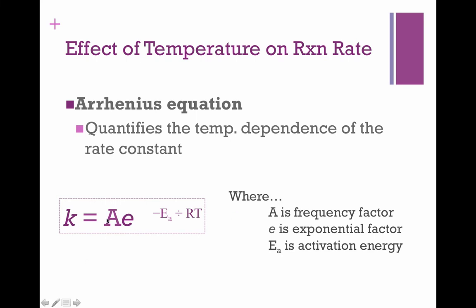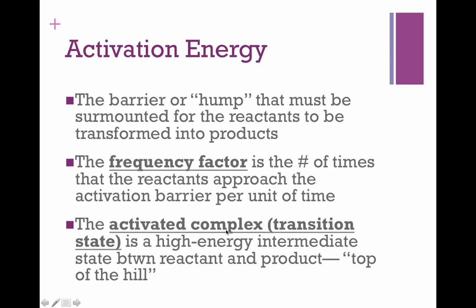The Arrhenius equation is one of those things you might not need to know, but it's good to just have in your back pocket. You see here k is the rate constant, A is a frequency factor, and Ea is the activation energy, and then RT is the normal RT that we're used to. Activation energy is the barrier or hump that must be surmounted for the reactants to be transformed into products.